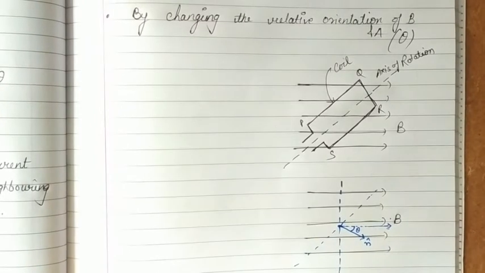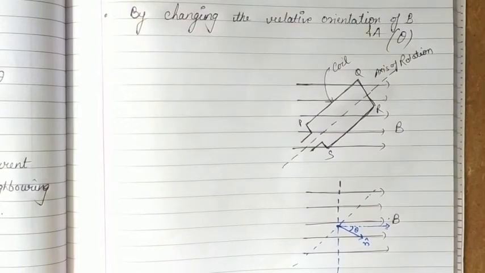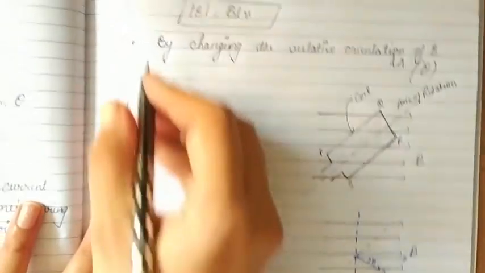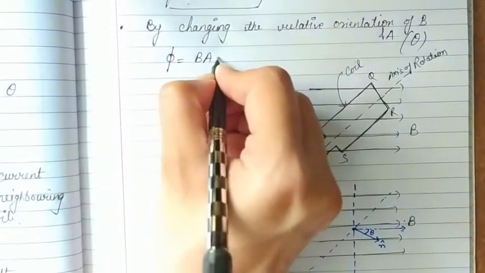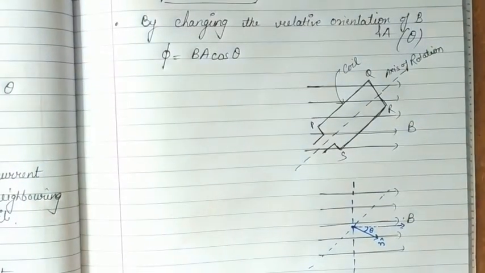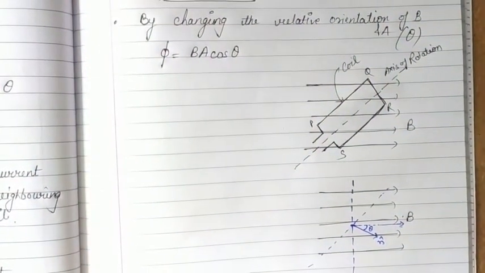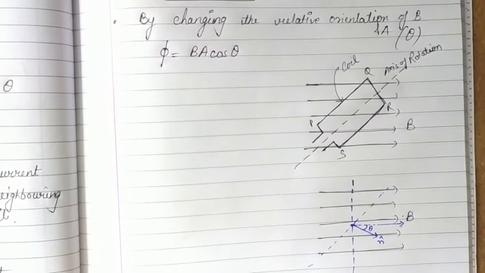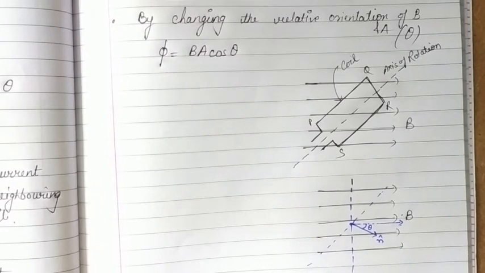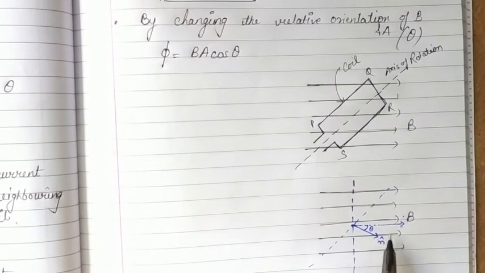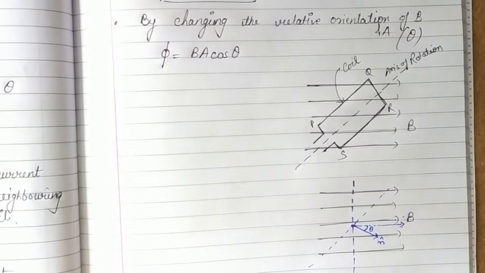So at this instant where the normal makes angle theta with the field, the magnetic flux can be given as phi is equal to BA cos theta. At this particular instant, BA cos theta is the magnetic flux, where A is the face area of the coil, the area of this whole face of the coil, capital A, B is the field, and theta is the angle that the normal of the coil makes with magnetic field capital B.